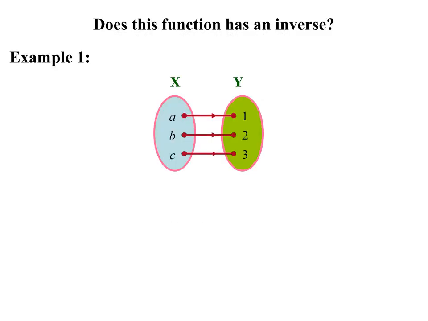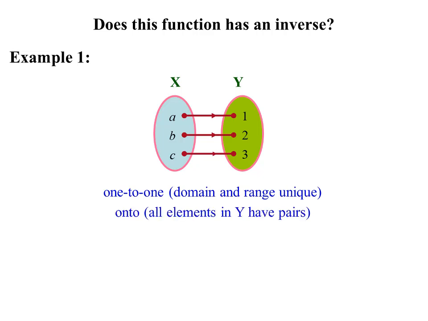Let's look at example 1. Does this function have an inverse? It is clearly shown in the diagram that each element in the domain has only one range element. So this is a one-to-one function. Now let's look at set y. All the elements in set y have pairing. So, it is an onto function. Because this is a one-to-one and onto function, this means the function has an inverse.